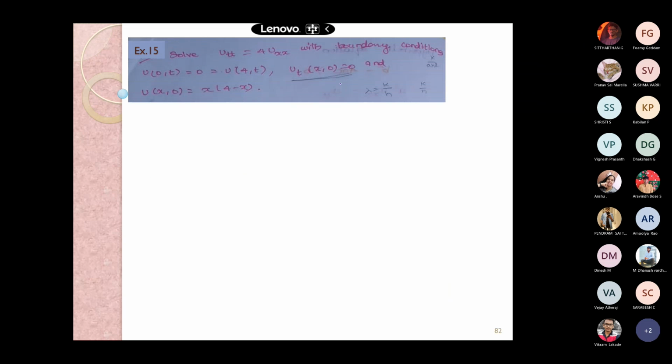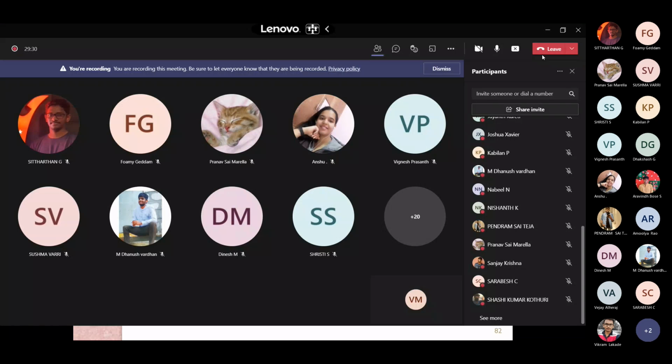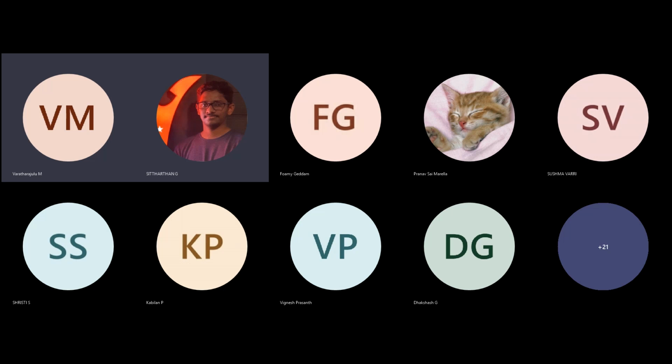Once it is very clear with these equations, then we can crack exercise number 15. Any clarification with the derivation? Any clarifications? No, sir. Okay, fine.